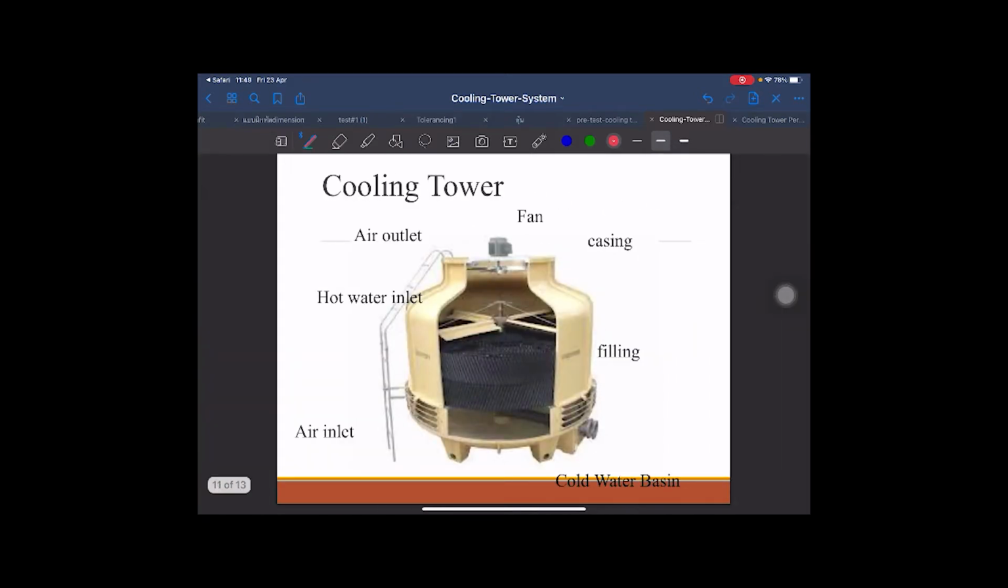The components of the cooling tower. At the bottom part of the cooling tower there is the cold water basin, and the hot water enters at the top through the distributor. In the exchange area, most cooling towers use fill. The fill, or the filling, helps to increase the contact area between the air and the water.